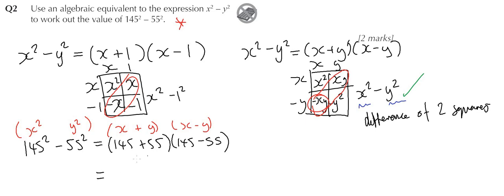It's much easier, even though they're big numbers. So 145 plus 55, well, that's 200, times 145 minus 55, that's going to be 90. Well, 2 times 9 is 18, so that's going to be 18,000. I've got a quick way to do that. I've done 2 times 9 is 18, multiply by 100 because it's 200, and then multiply by 10 because it's 90. So I multiply by 1,000.